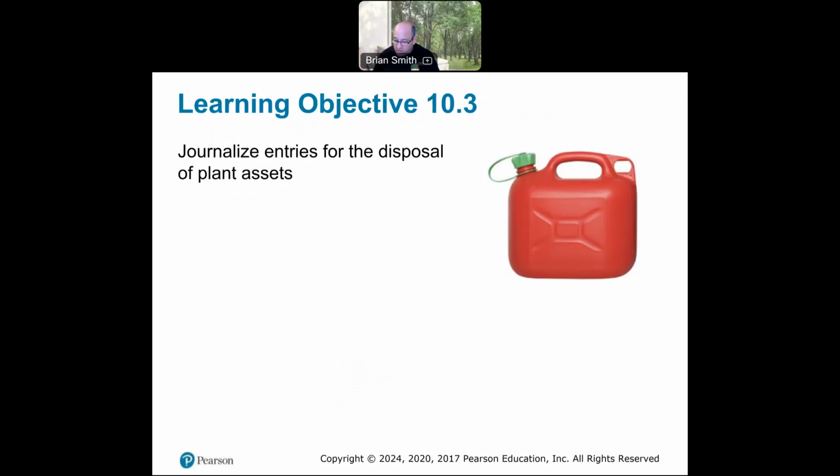The next thing we're going to talk about is how we dispose of these plant assets.